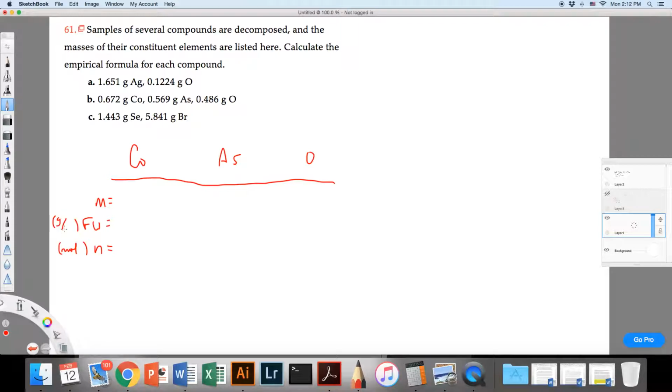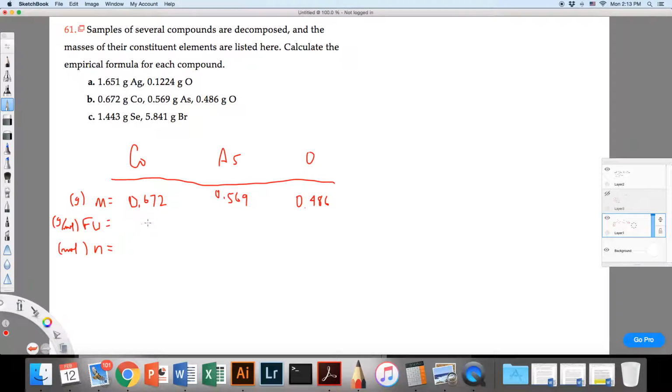You know what this is? This is grams per mole, right? And this is grams. How many grams of cobalt is there? 0.672. How many of arsenic? 0.569. And of oxygen, it's 0.486. I hope to convince you that by laying out tables, problems always end up looking the same. I always know what path I'm going to go down, right? Less thinking to do, fewer ways I can make mistakes.